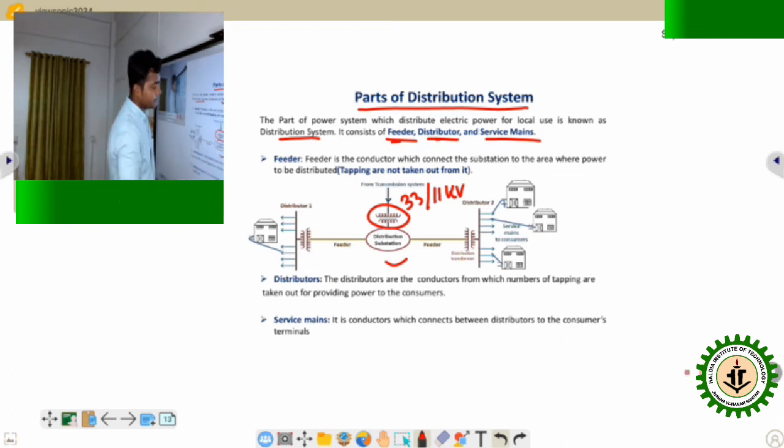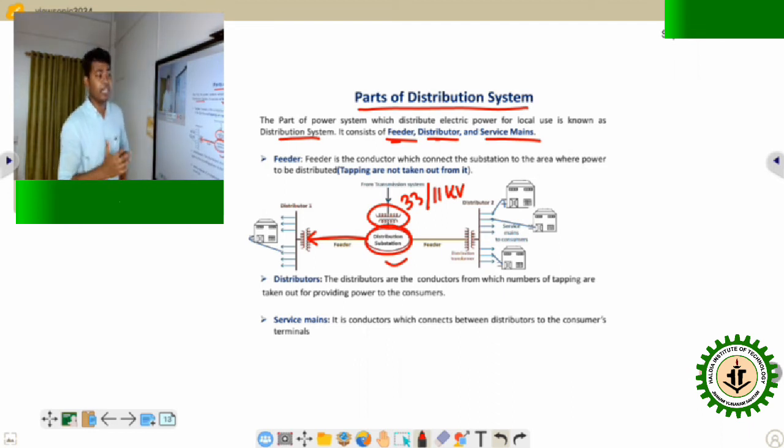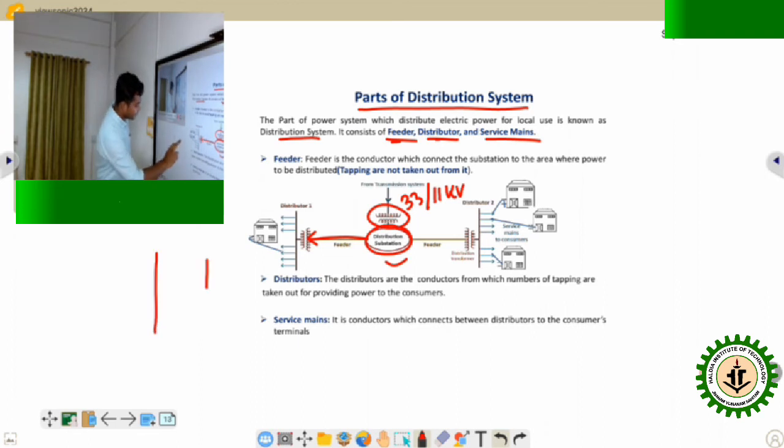Then this 11 kV is here in the distribution substation, and from this substation the 11 kV line goes to your nearby locality. This is your locality, and in every locality there is a pole mounted transformer, like this transformer. I think everybody has seen this type of transformer in their locality. Pole mounted transformer, I will show you in the next slide.